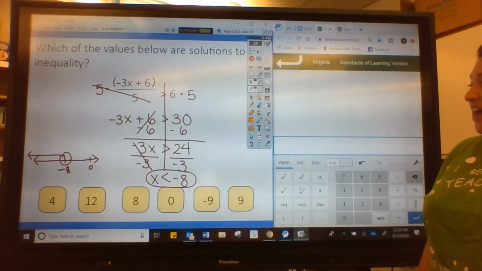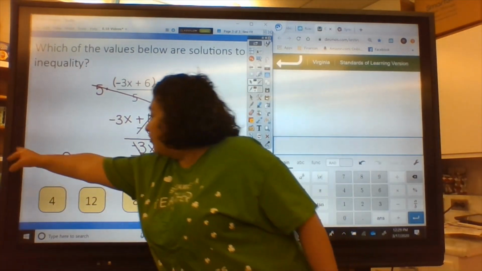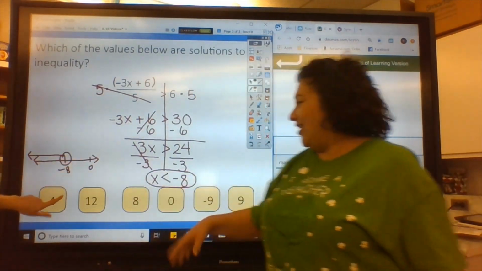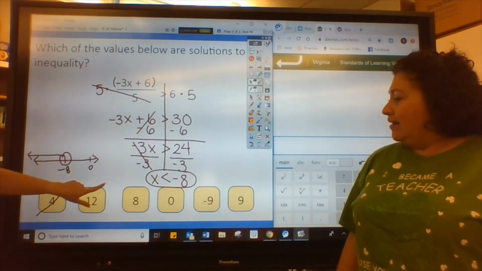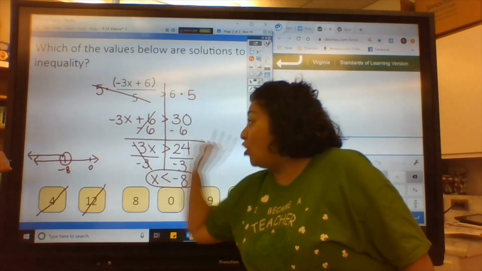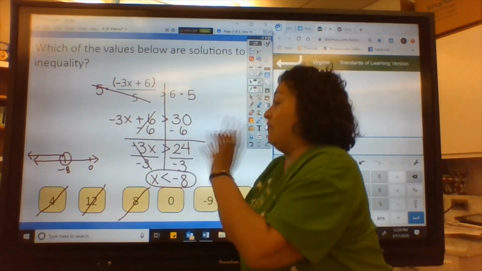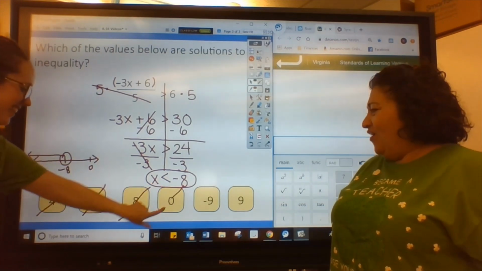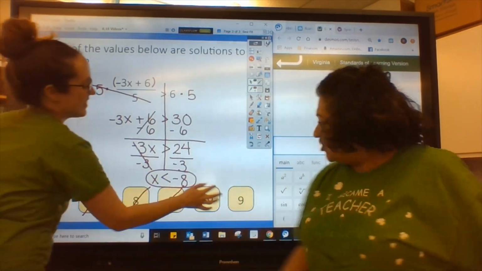Very nicely done. So we got to ask ourselves, is 4 over here? No, 4's all the way up here. So that's not an answer. Is 12 over there? No, all the way up here. Not an answer. Is 8 over there? No. That's not an answer either. Is 0 over there? No. Is -9 over there? Yes, right here. Thank goodness we have an answer.